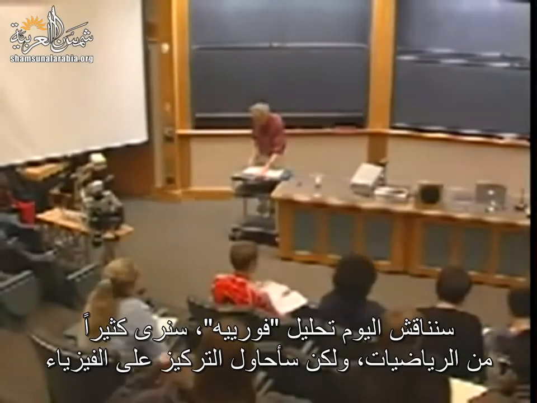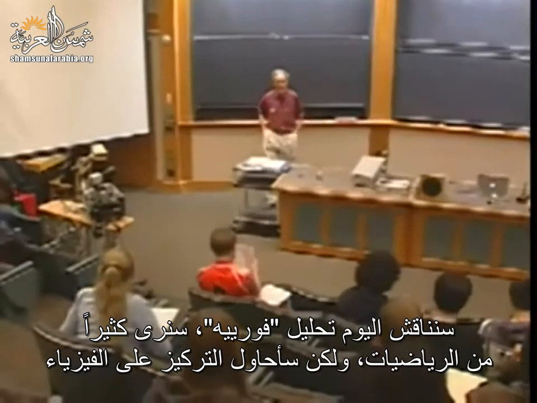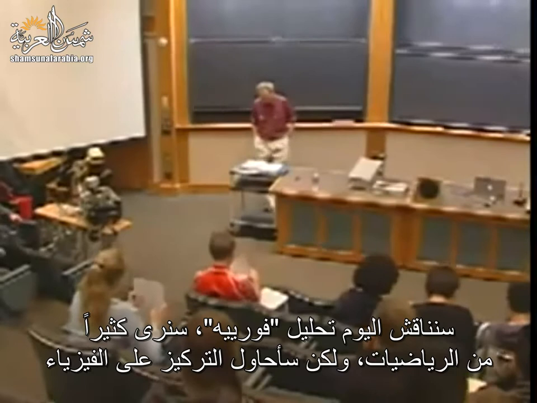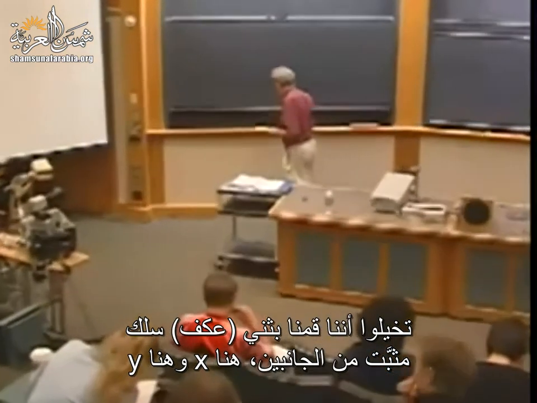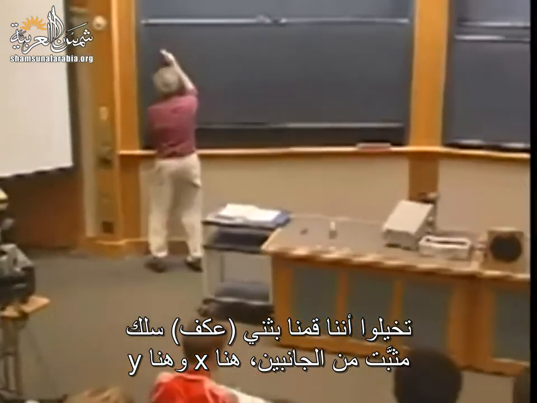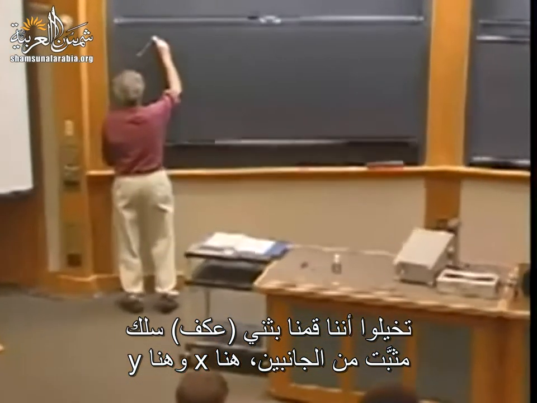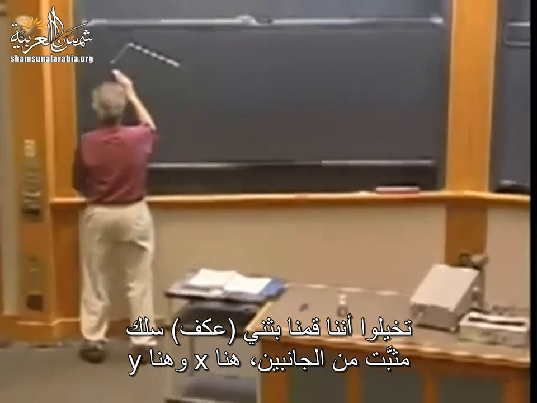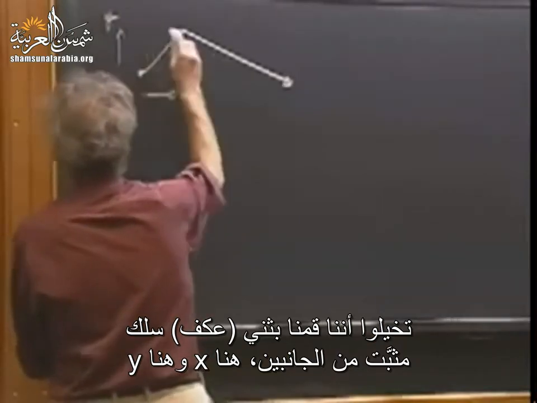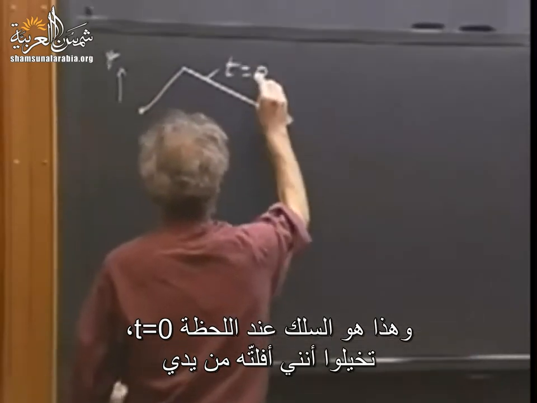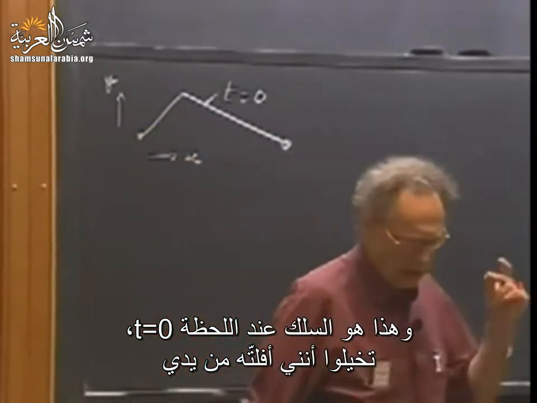So today we're going to discuss Fourier analysis. You'll see a lot of math, but I will try to keep an eye on the physics. Imagine that I pluck a string which is fixed at both ends. So here is x, and here is y. And this is the string at t equals 0. And imagine I let it go.